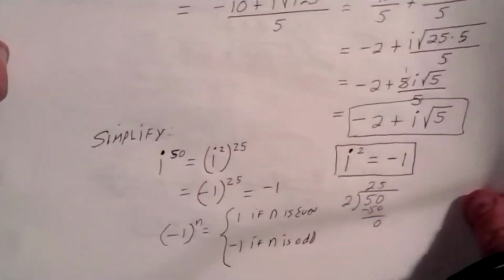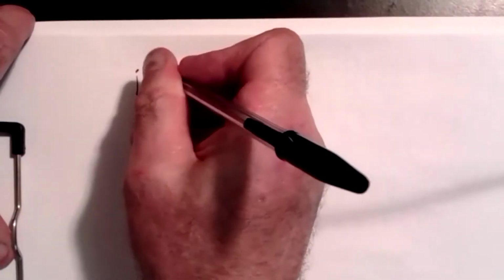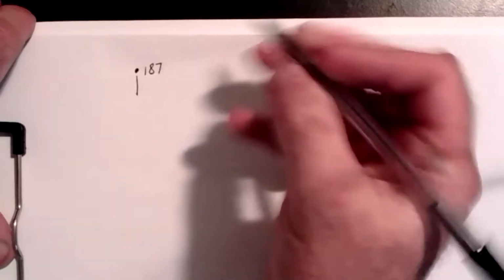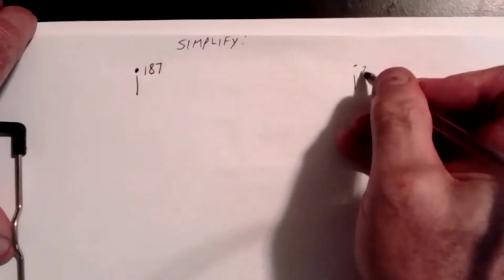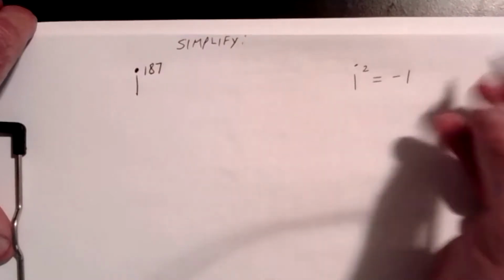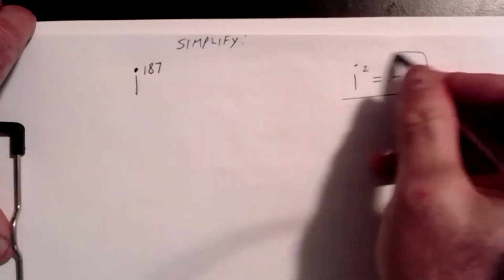Let's try another big power. Let's try, ladies and gentlemen, i raised to the 187th power. Let's try to simplify i raised to the 187th power. Again, we're interested in how many perfect squares of i are in i to the 187th power because we know this fact.